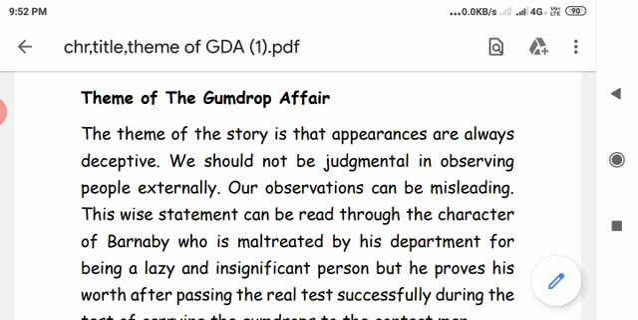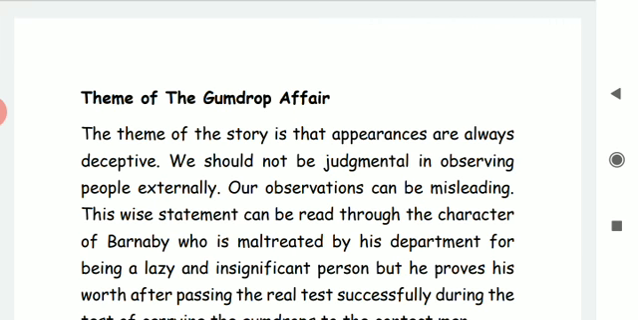We should not be judgmental in observing people externally. That is, if you see the physical appearance of somebody, you cannot judge the person through his physique. Whether a person is fat or bald, you can't judge because of his physical appearance. Our observations can be misleading, if you are judging a person only through his physical structure or his physique.